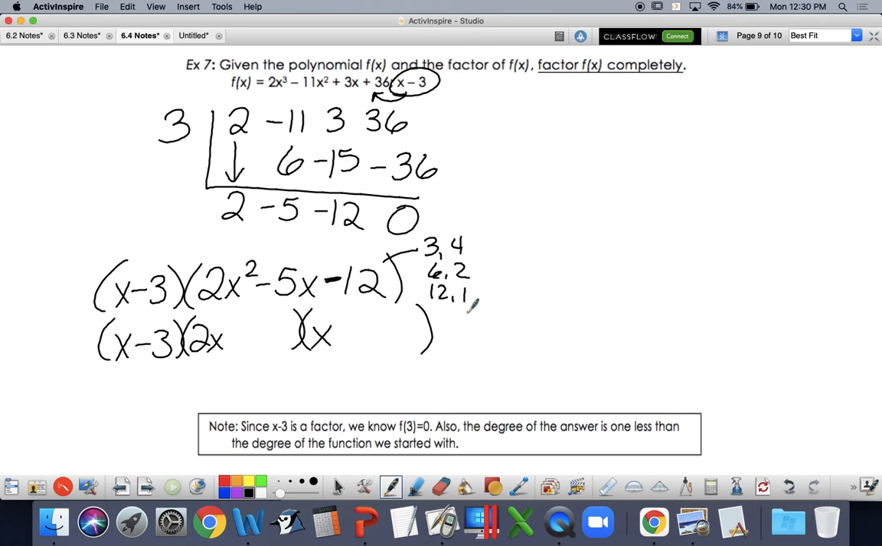See if you see it. 6 and 2. 3 and 4. Which one, it's 3 and 4. Which one goes where? Which one's positive, which one's negative? Yeah, go ahead. Okay, it'd be 2x plus 3 and x minus 4. Perfect.